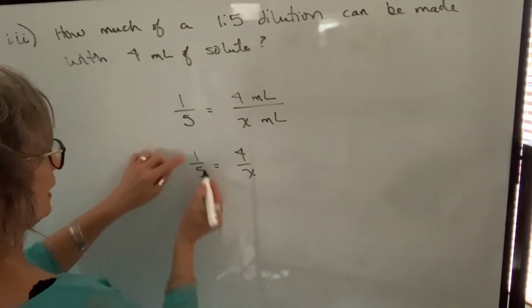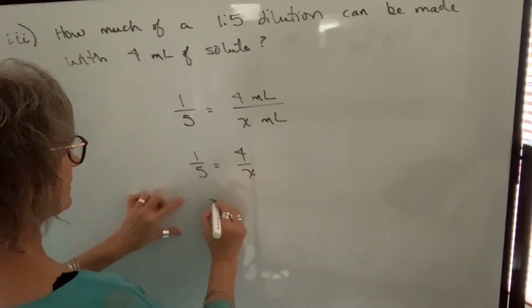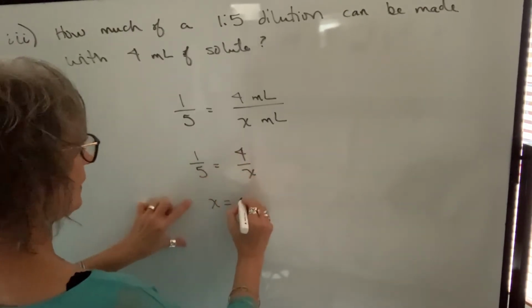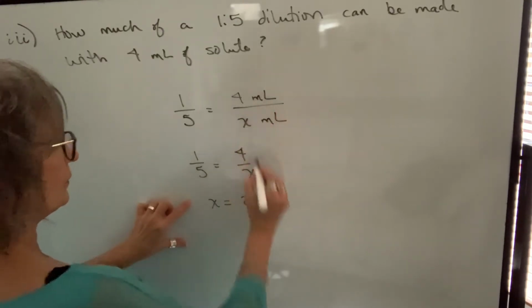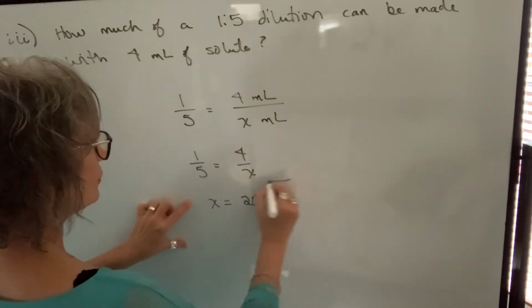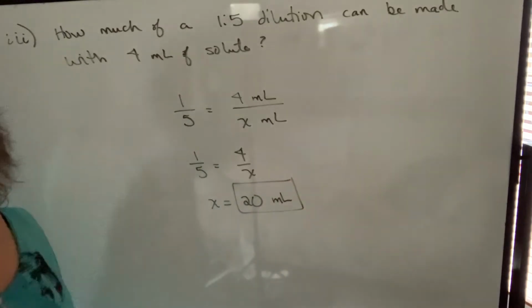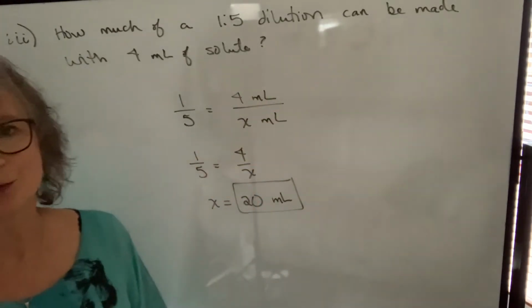We cross multiply. 1 times x is x. 5 times 4 is 20. This solution has to be in the same volume unit. So we can make 20 milliliters of solution with 4 milliliters of solute.